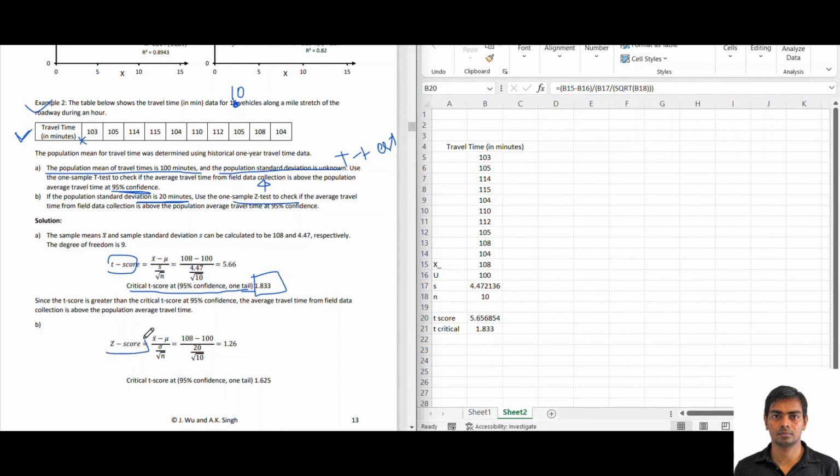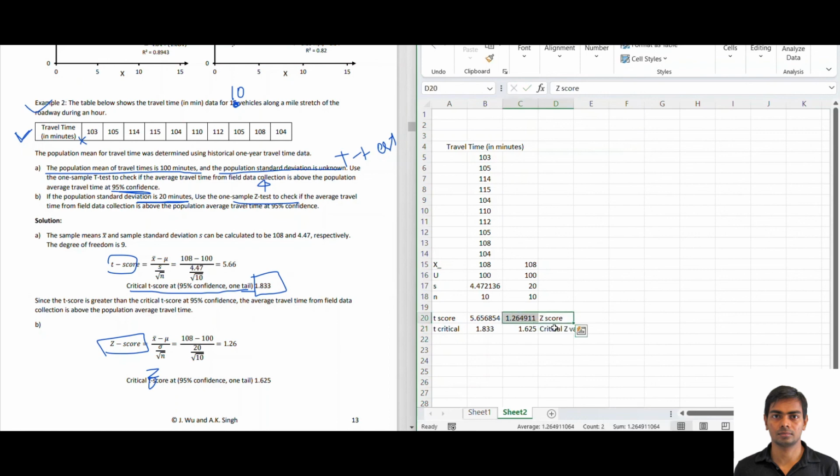In the same way, we can calculate the z-score. For the z-test, our mean will be the same as previous, 108, the population mean is still the same, our standard deviation is given as 20, and the number of observations is still 10. So instead of our t-score, our z-score will be 1.26, and the critical value of, this should be z-score, the critical value of the z-score at 95th percentile one tail is 1.645. This is my z-score and this is my critical z value.